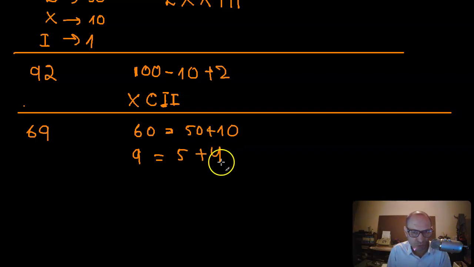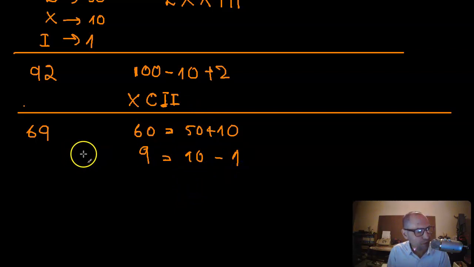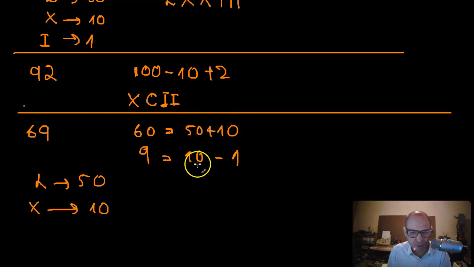But then a 4 would be 4 of these ones, which is not possible. So I have to subtract. So a 9, I'm going to call it essentially 10 minus 1, right? Now, a 50 is the same as an L. So an L is a 50. And, of course, a 10 would be an X, and then the 1 would be essentially this symbol over here. So first I have to take care of my 60. The 60 would be 50 plus a 10, meaning the 10 is on the right hand side.